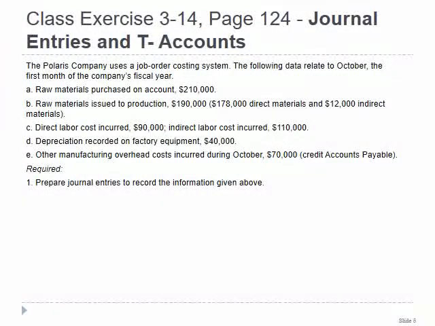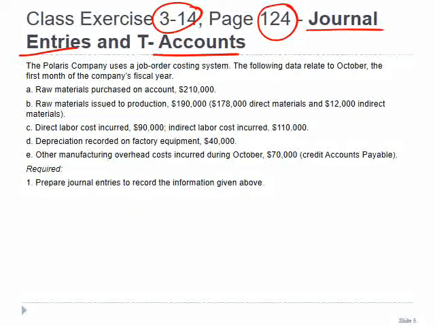Okay, in order to further strengthen your concept regarding journal entries and T accounts, I have copied exercise 3.14 from your book chapter, page 124. So I'm just gonna give you 5 minutes. You just pause the video and try to solve this question by yourself, and at the end match the answer accordingly.